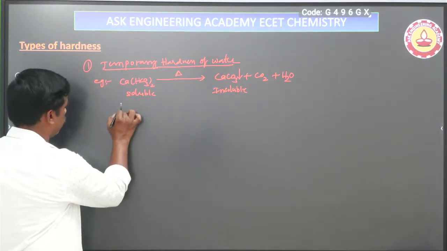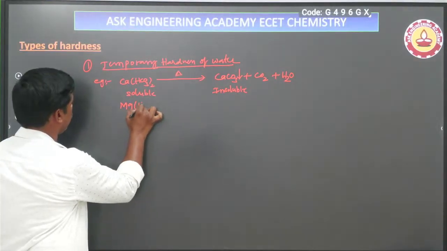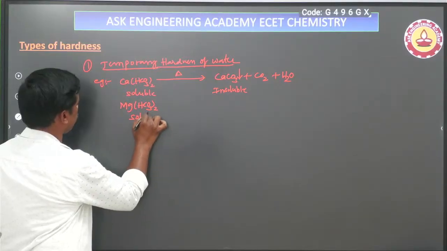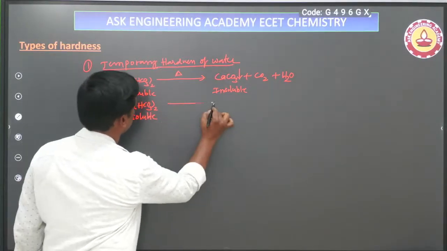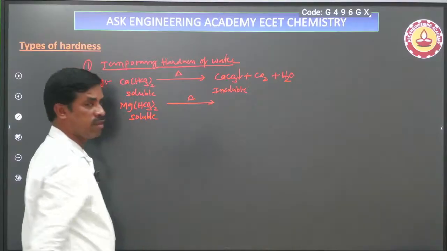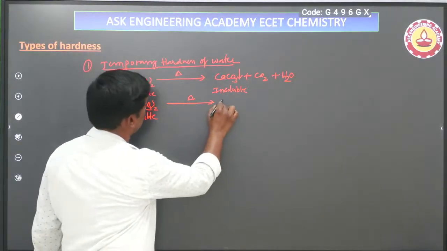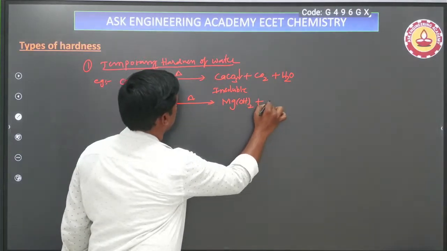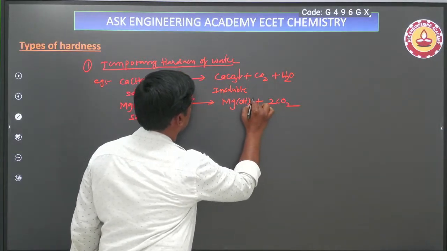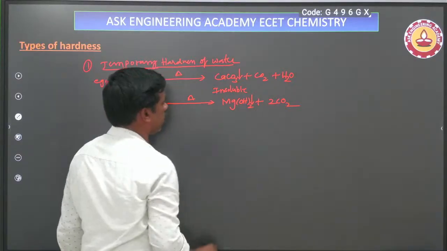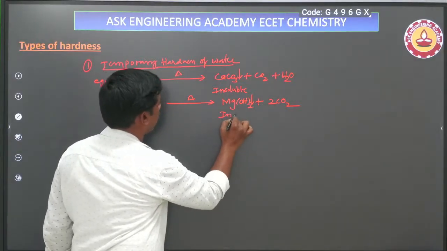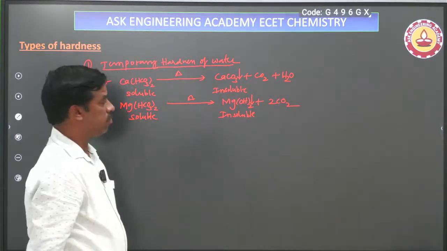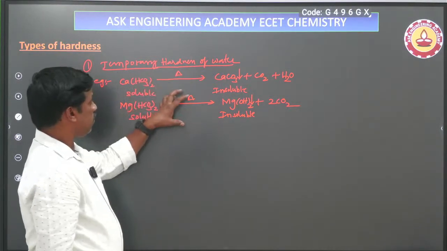Okay, next, one more example: we have magnesium bicarbonate, which is also in a soluble state. After boiling, this is going to convert into magnesium hydroxide and release 2 moles of carbon dioxide. Magnesium hydroxide is also an insoluble substance. This temporary hardness, how to remove it?